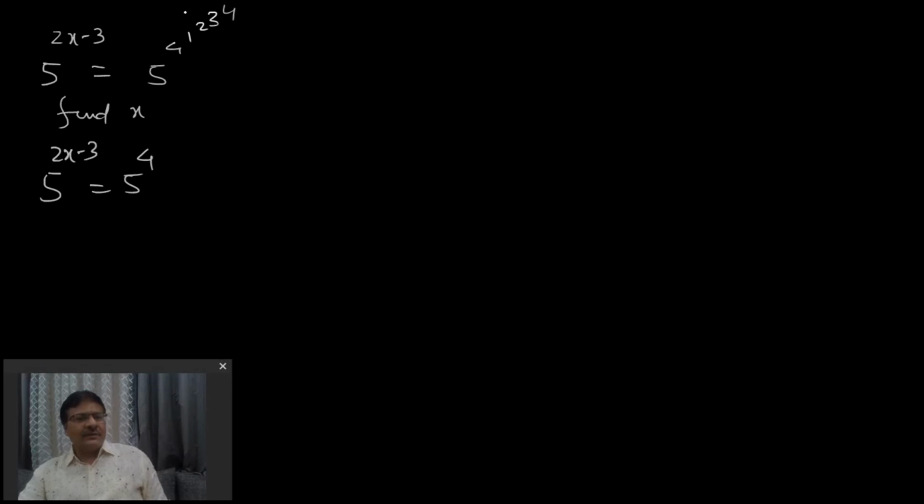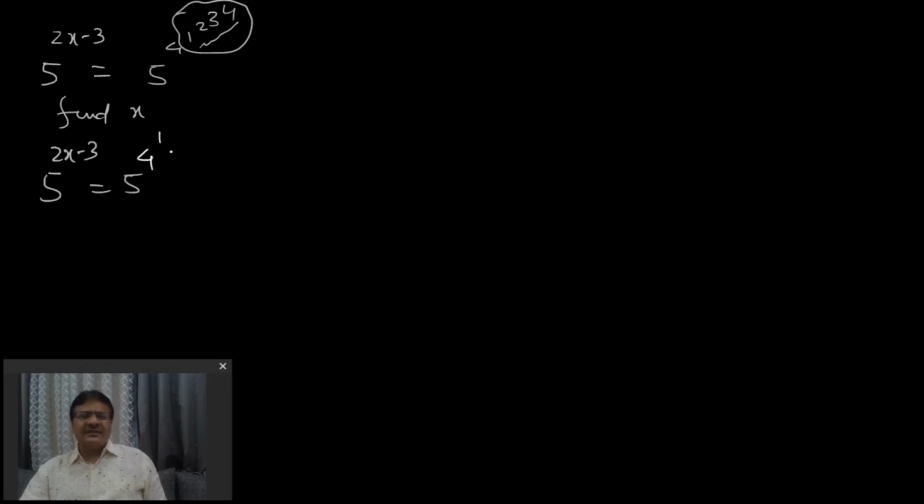Five to the power 2x minus 3 is equal to 5 power 4 power 1 power 2 power 3 power 4. Find x, that is the question. Now 5 power 2x minus 3 is equal to 5 power 4 power 1 power 2 power 3 power 4. 1 power anything is always 1, guys, yes, no?